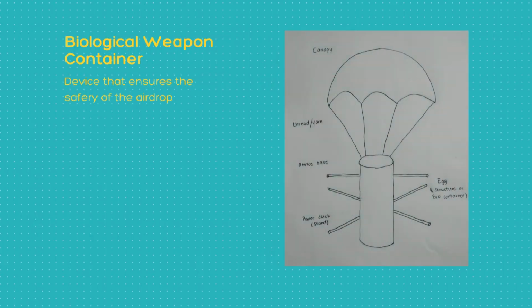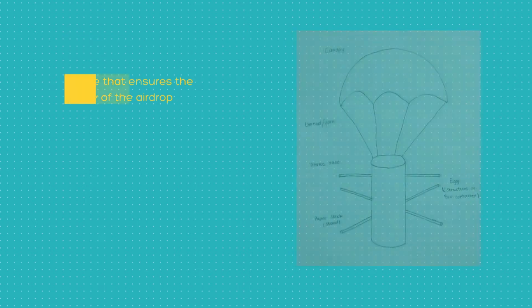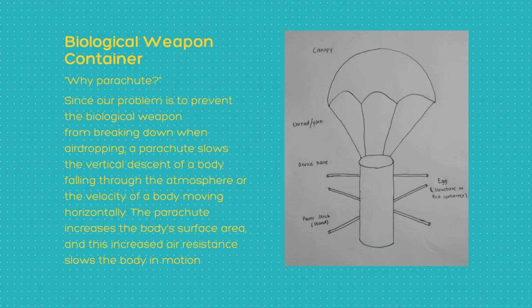Biological weapon container. This is the device that ensures the safety of the airdrop. But why parachute? Since our problem is to prevent the biological weapon from breaking down when airdropping, a parachute slows the vertical descent of a body falling through the atmosphere or the velocity of a body moving horizontally. The parachute increases the body's surface area, and this increased air resistance slows the body in motion.